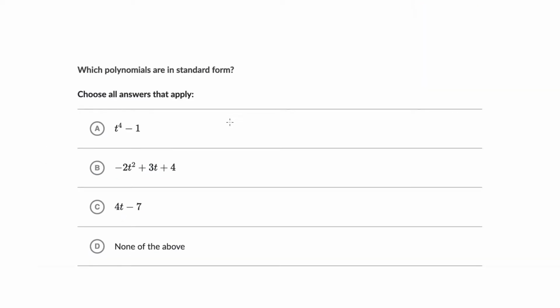Alrighty, this is problem number 2. It's asking which polynomials are in standard form. Okay, so just like in problem number 1, I was going to show you later on what standard form is, and I'm about to show you now. So remember, you need to know which terms, so this is one term, this is another term, which terms have the highest potential versus the lowest potential, okay?